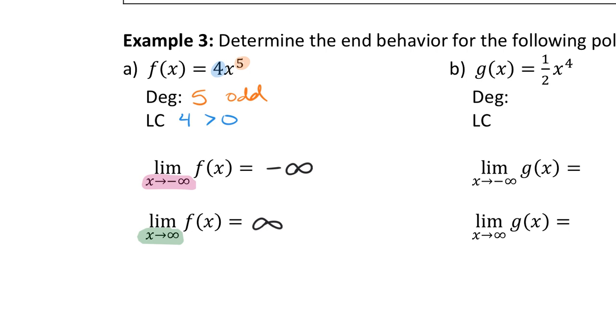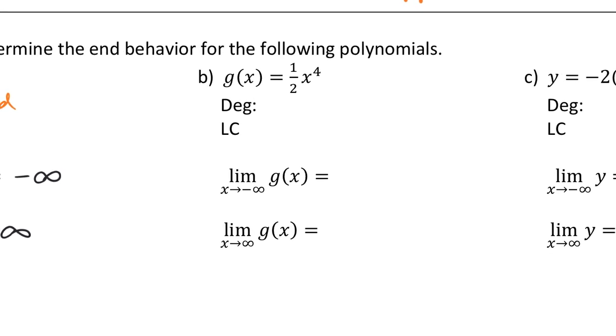Let's try another just to make sure we've got it. For number B, what is the degree? 4, and the leading coefficient? 1/2. Now my leading coefficient being 1/2 means again that it's a positive number. I know it's a fraction, don't care. It's a positive number. The degree is 4, which is an even number. So I can answer the left side and the right side end behavior. We'll start with the right side. Since my leading coefficient is larger than 0, I know that this is going to positive infinity. And since the degree is even, is the left side the same or opposite? Same, so it's also going to positive infinity.